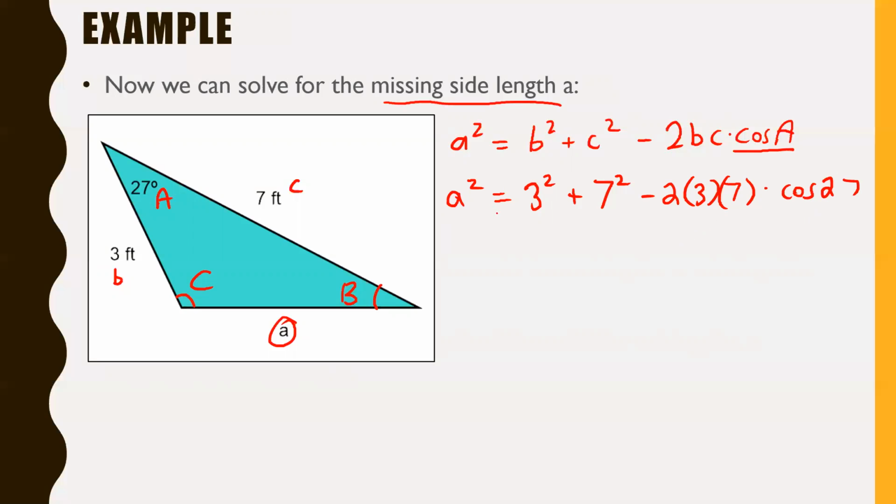Personally, I'm just going to take this one little bite at a time here, so I'm just going to solve each of these little individual pieces first. a squared is going to equal 3 squared, which is 9, plus 7 squared, which is 49, minus 2 times 3 is 6, 6 times 7 is 42, so minus 42 times cosine 27. Then I guess the next thing we could do is stitch this all together in one go. This is going to be a squared equals, let me just pick up my calculator here, 9 plus 49 minus 42 times cos 27.